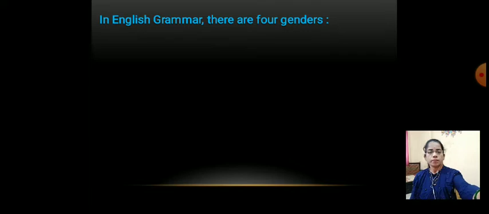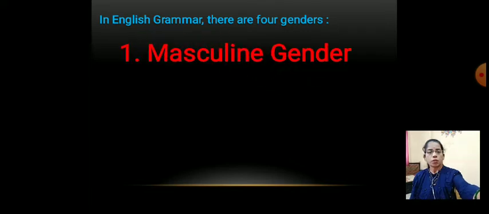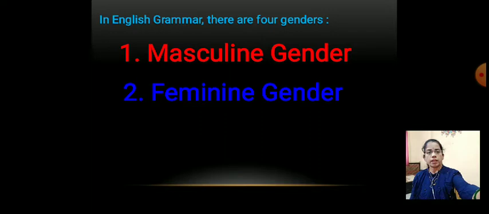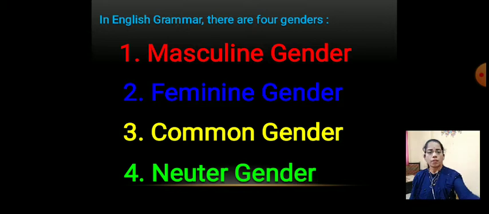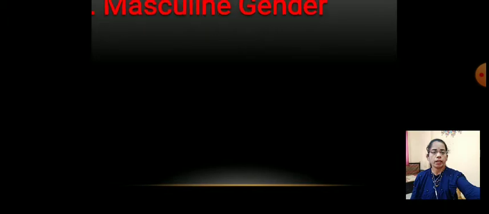First one, masculine gender. Second one, feminine gender. Third one, common gender. And fourth one, neuter gender. In English grammar, these are four important genders. Once again, first one masculine gender, second one feminine gender, third one common gender, and fourth one neuter gender. Let us understand the definition and example of each gender.